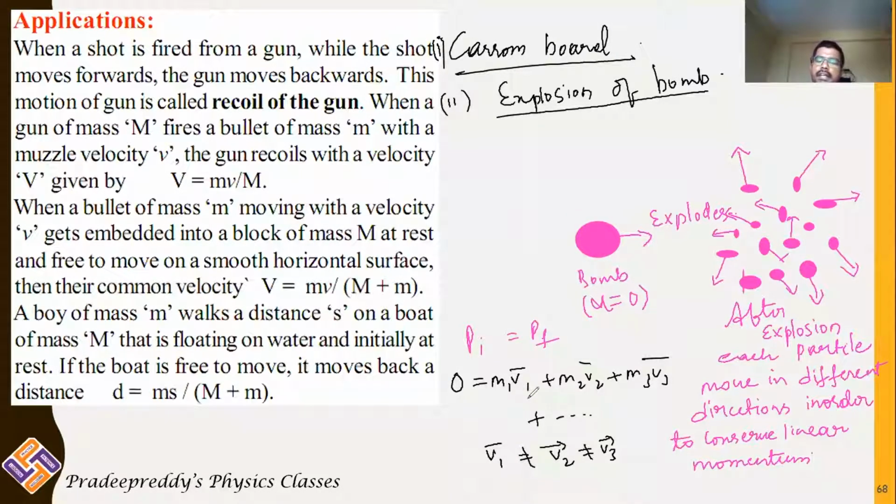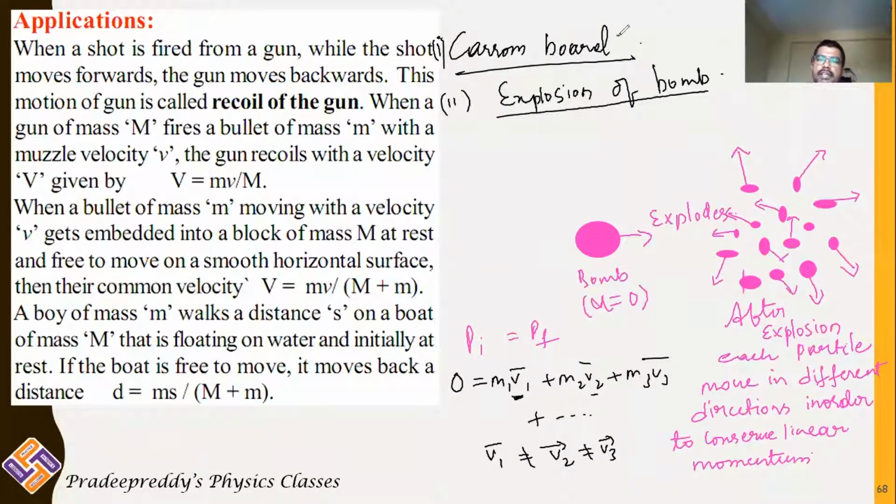Suppose if v1 is taken as positive, v2, if it goes backward, will be negative. Like that, some of the terms may be positive, some of the terms may be negative. As a result, the overall net will be equal to 0. So this is the valid explanation for the law of conservation of momentum.